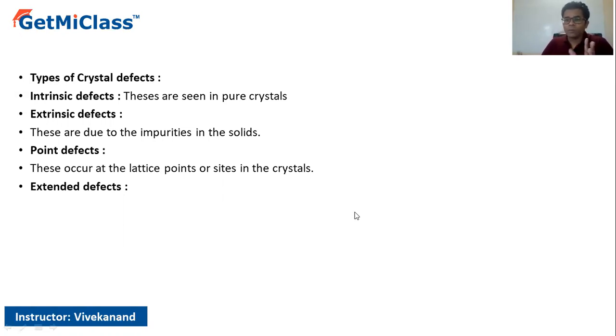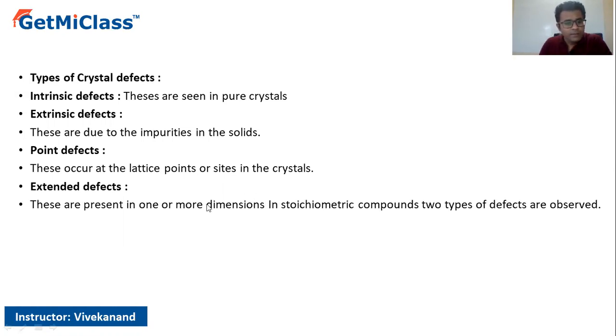Extended defects. Now, we have already seen extended defects. These are also called lattice defects, wherein the atoms or ions are missing throughout the entire line or the entire plane. So here, these defects are extending over the microscopic region. These are present in one or more dimensions: if we are considering a line, it is one-dimensional; if you are considering the entire plane, then it becomes a two-dimensional defect also, right?